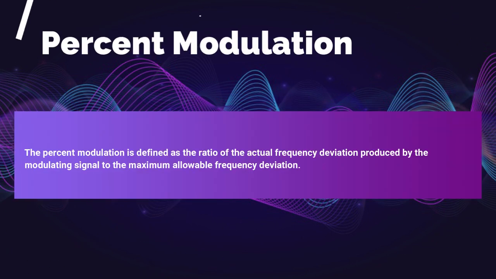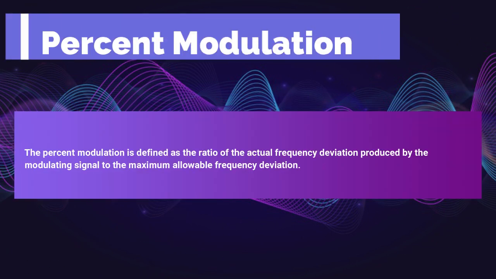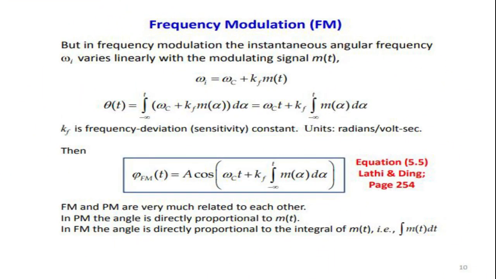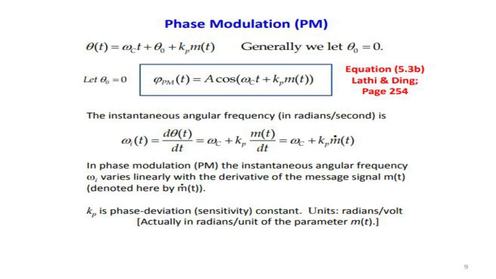The percent modulation is defined as the ratio of the actual frequency deviation produced by the modulating signal to the maximum allowable frequency deviation. For frequency modulation or FM, the frequency deviation is stated as Kf, a sensitivity constant. The units are radians per volt-second. While in phase modulation or PM, the phase deviation is stated as Kp, a sensitivity constant. Its units are radians per volt, or actually radians per unit of the parameter m(t).